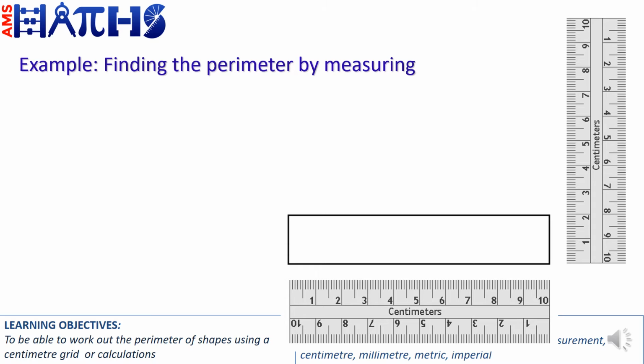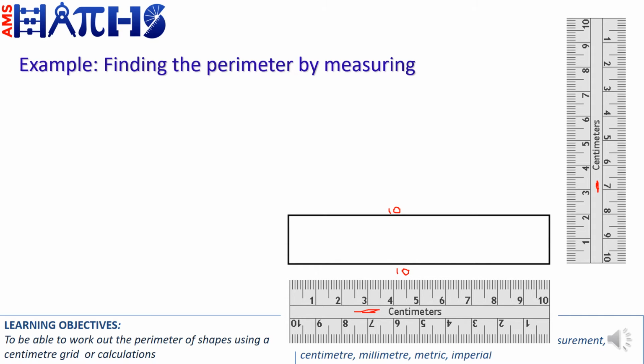For the rectangle that is laying horizontally, the length of the side of the rectangle along that ruler is 10 centimeters. It therefore means that the opposite side will also measure 10 centimeters.